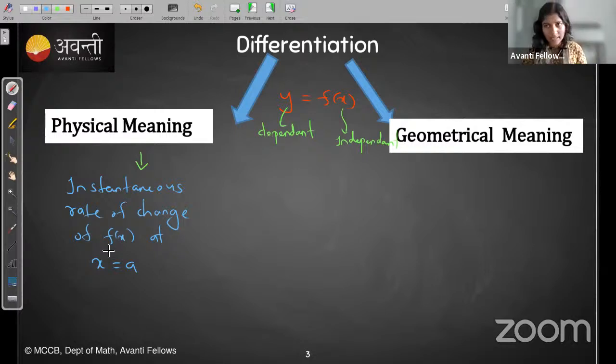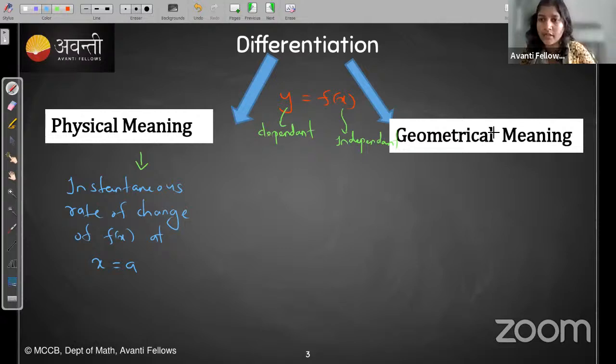Now, what is this instantaneous rate of change? It is nothing but the rate of change at a particular point. While finding the average change, what we do is take the initial point and the final point, and then find the average change. But here we find the change at a particular, single point. So this is the physical meaning of differentiation.